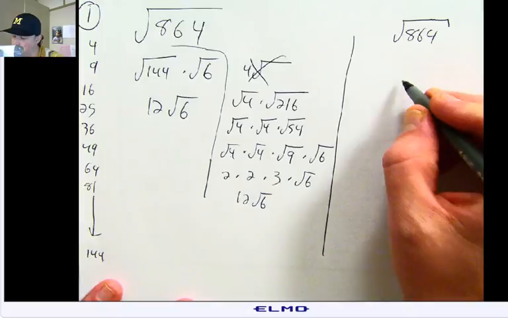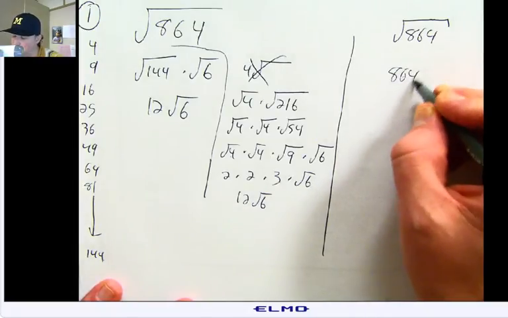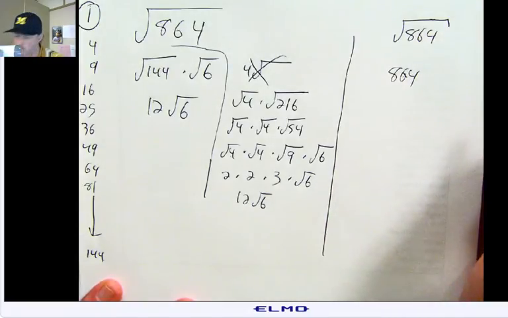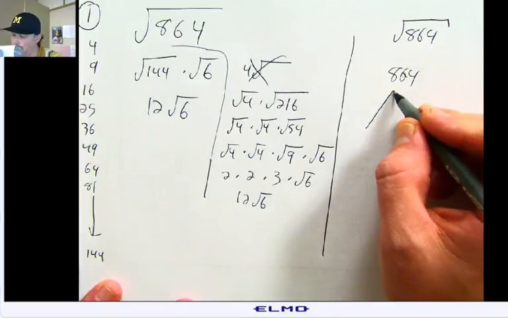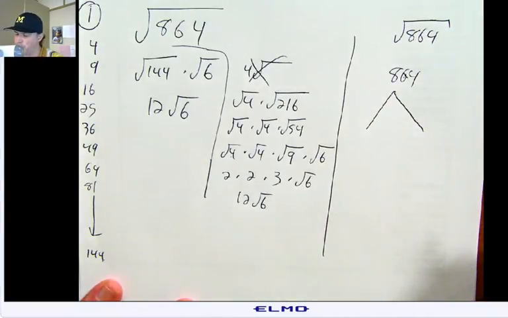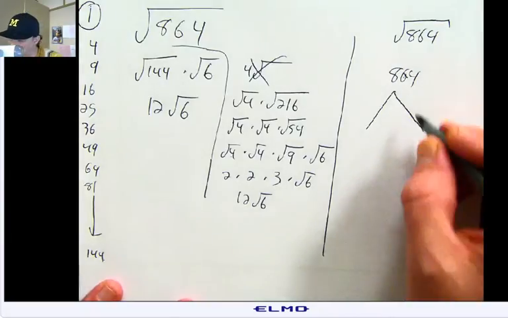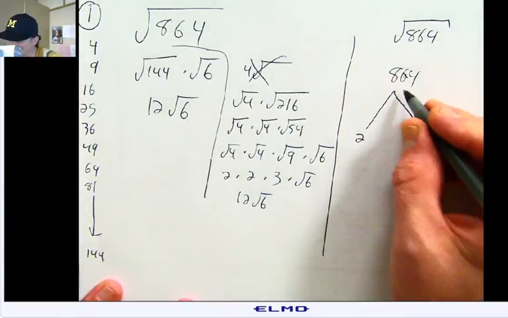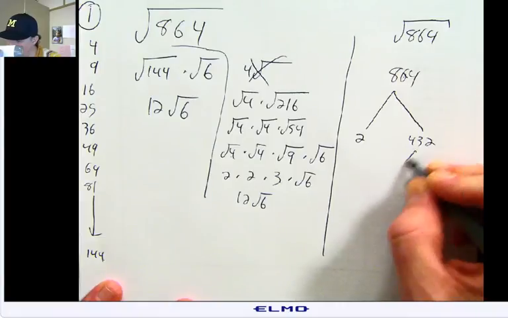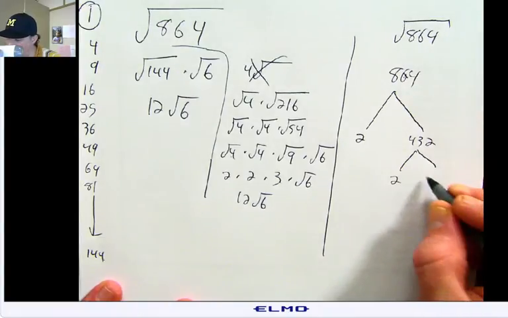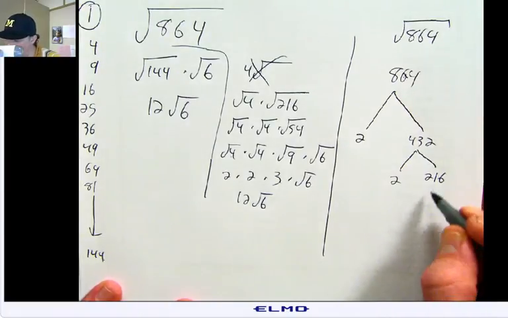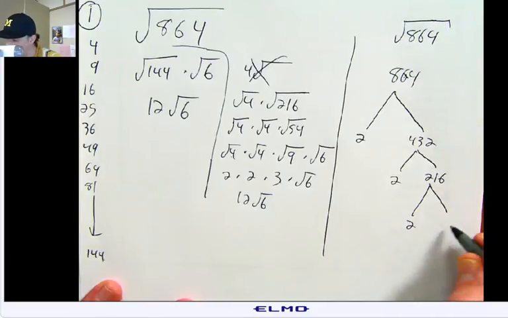You take your 864 and make yourself a prime factorization tree. If you're just good at dividing by 2, this is a good technique. I know I can divide out a 2, and that would be 432. I can divide out another 2, and that would be 216. 216, that's even, so it's divisible by 2.